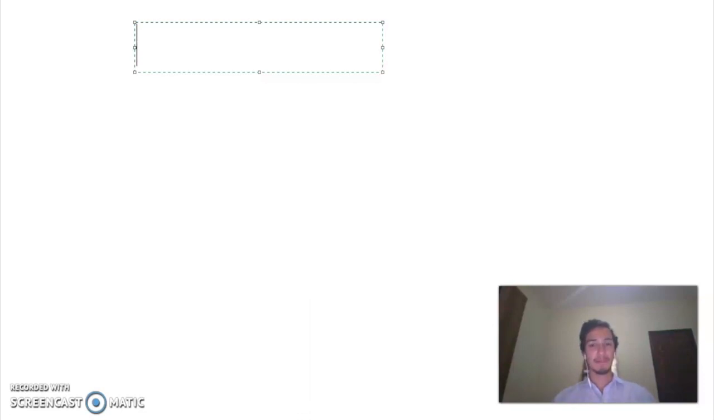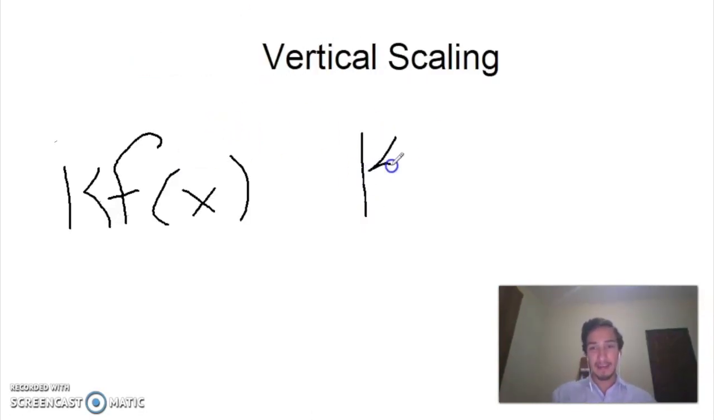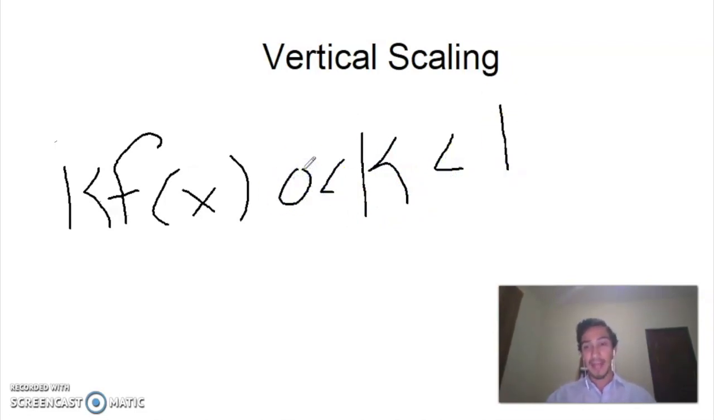All right, so we've done vertical shifts, but now let's talk about how to scale something up. If we wanted to scale something vertically, and by that I mean either stretching it or compressing it, how would we do that? Vertical scaling: if k is less than 1 but greater than 0, then this will be a vertical compression. But if k is greater than 1, then we will have a vertical stretch.